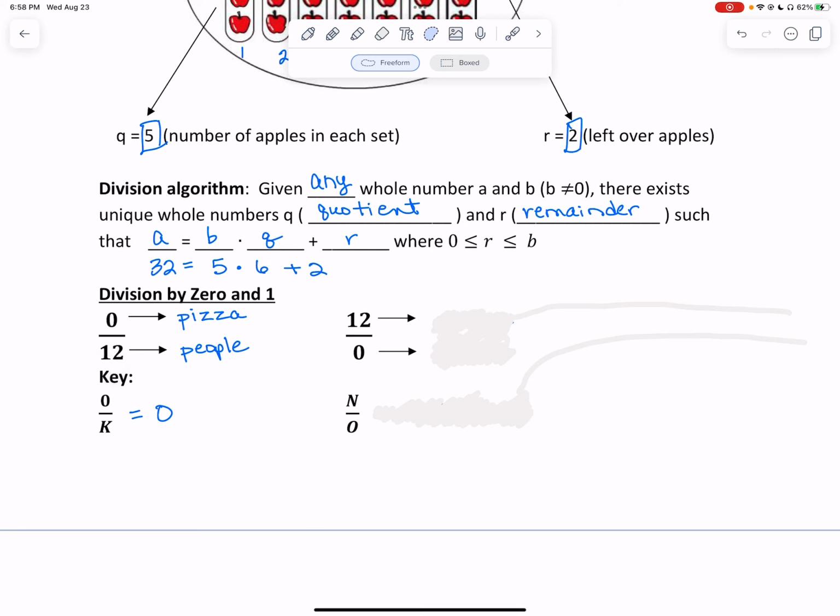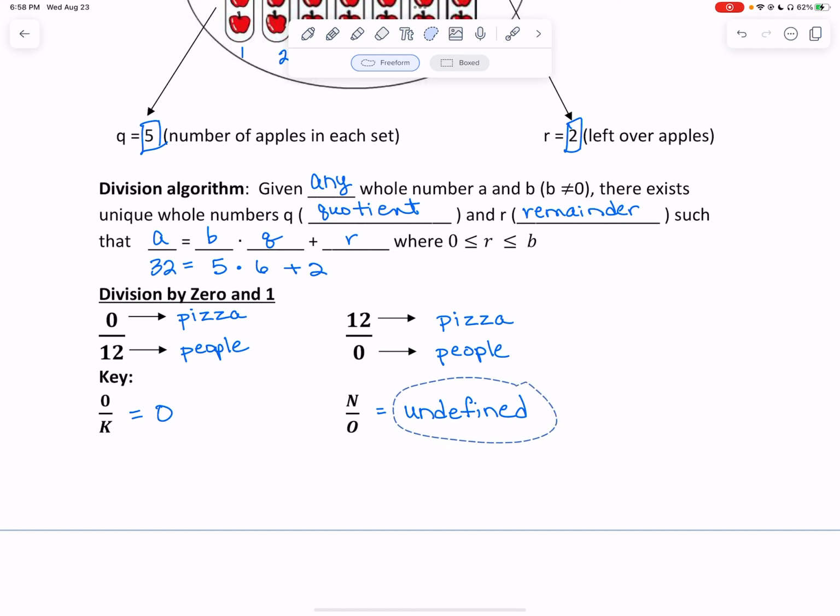But this should be illegal. What if you have 12 pizzas sitting there and no people? Shouldn't that be illegal? To have 12 pizzas that are just sitting there and nobody's eating them, that should be illegal. So that's why no, you cannot have a 0 on the bottom. You cannot divide by 0. It's called undefined. That's the word. You don't say can't do it. You say undefined.